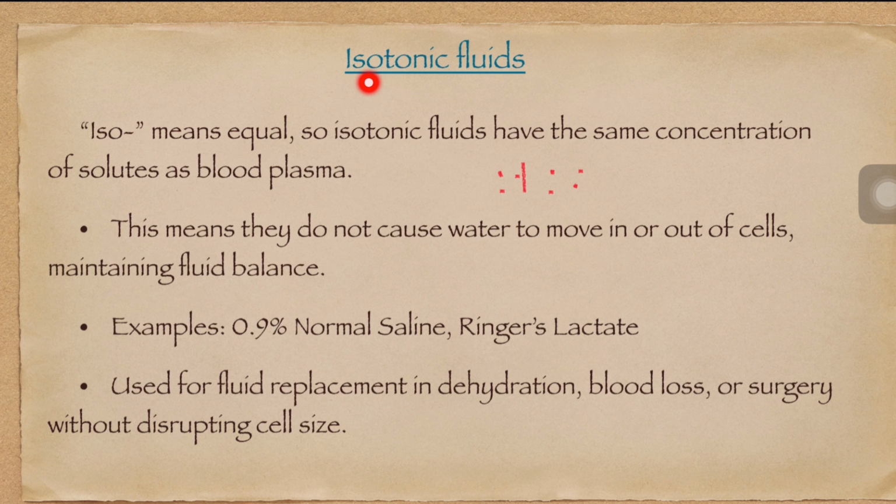First, about isotonic fluid. Isotonic fluid means they have the same concentration of solute as blood plasma as well as body cells. In this case, when we give isotonic fluids, there is no net movement of water in or out of the cell. Why? Because the solute concentration is the same on both sides, in the blood vessel as well as in the body cell, so no net movement of water. Examples are 0.9% normal saline and ringer lactate, which can be used in fluid replacement in case of dehydration, blood loss or surgery.